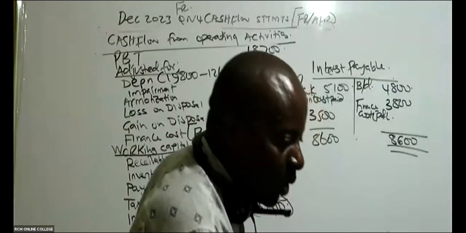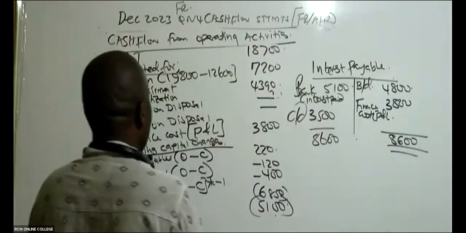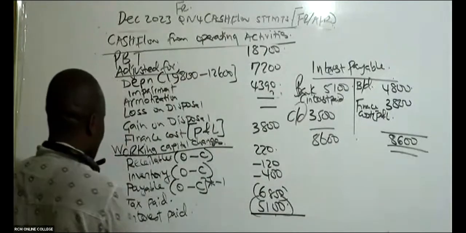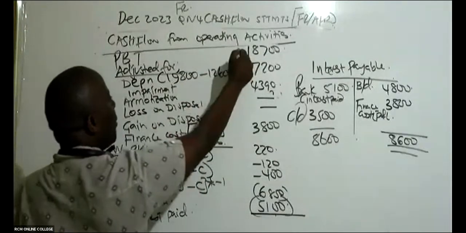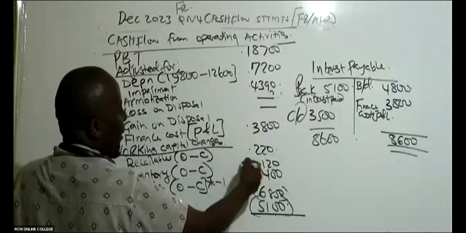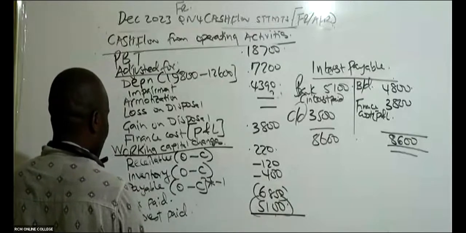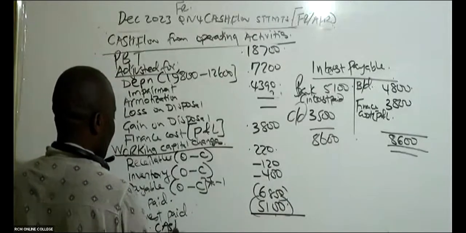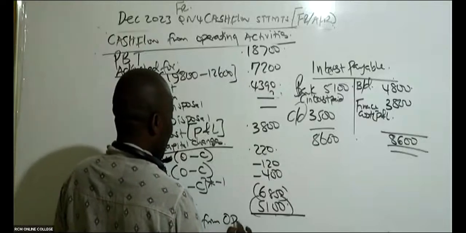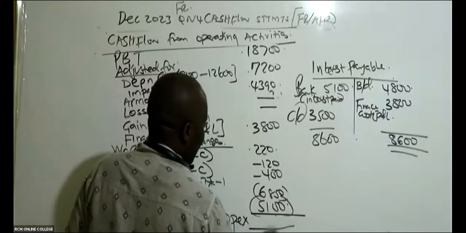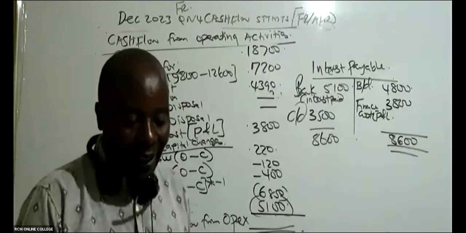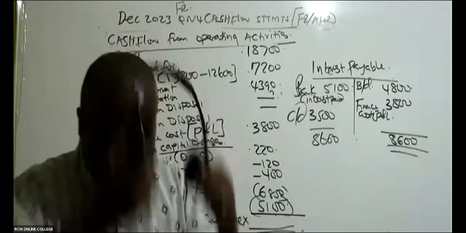So then come and give me the net cash flow from operating activities. You take this plus this plus. These others are negatives. So give me the net cash flow from operating activities. What do we have? Somebody add them. Add this up.